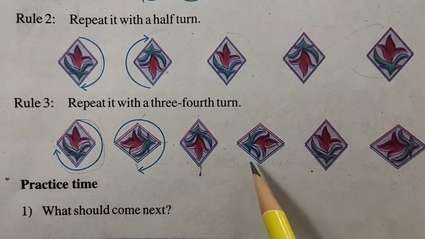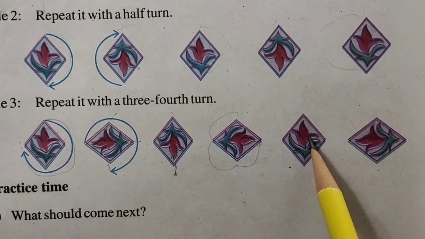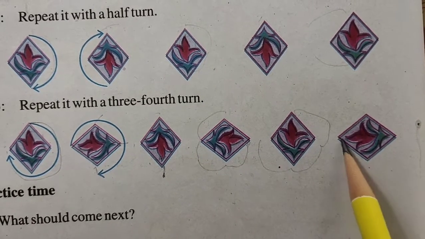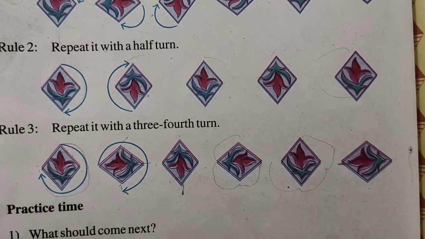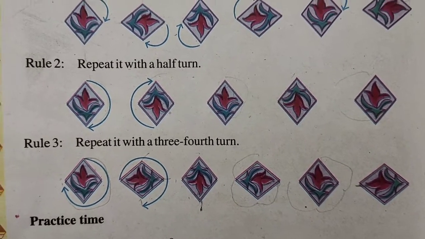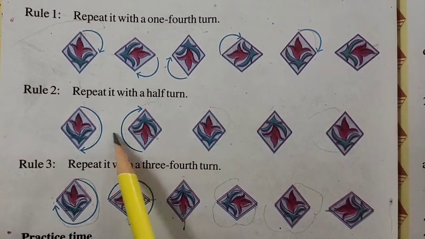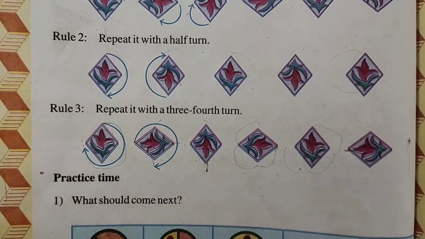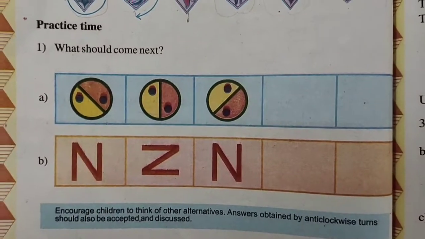Again a 3/4 turn, 1, 2 and 3. It has become like this. Again 3/4, 1, 2 and 3. So this has become here, isn't it students? So by the same block, the same image, when we turn it 1/4 we get a different pattern, when we turn it half we get a different pattern, and when we turn it 3/4 we get a different pattern. Now practice time students.